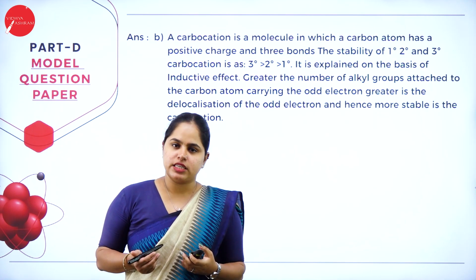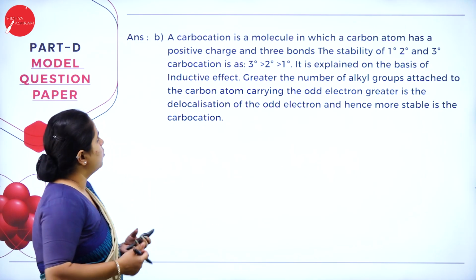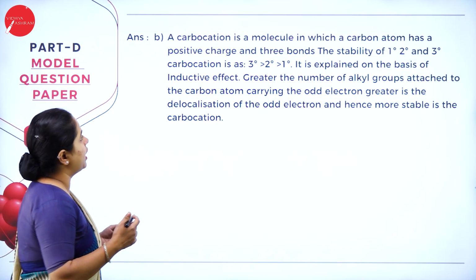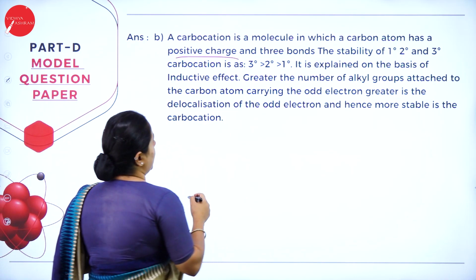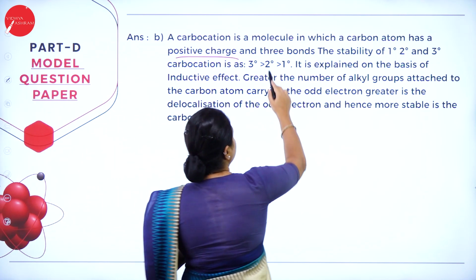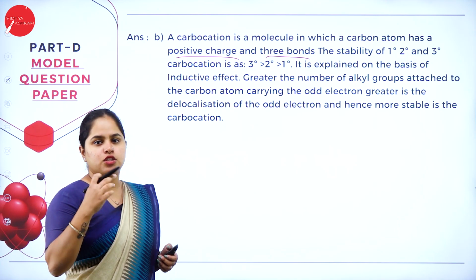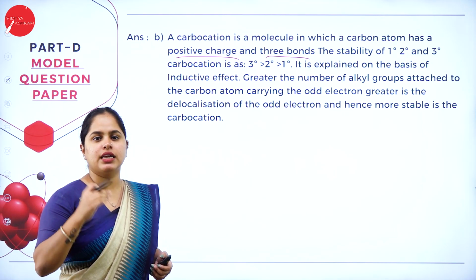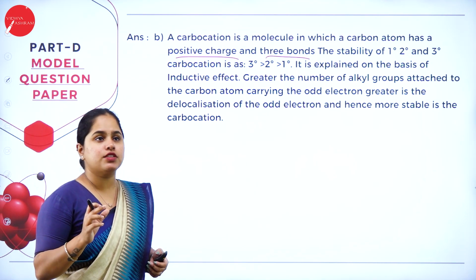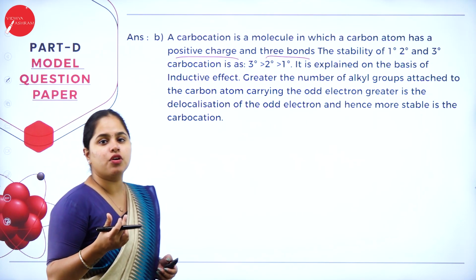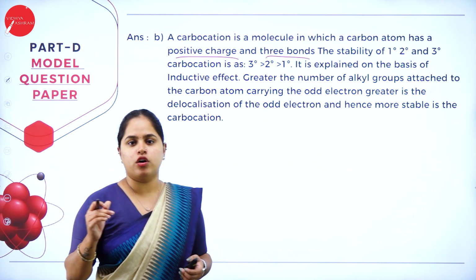Now moving on to the next part of the question. What is carbocation? A carbocation is a molecule in which a carbon atom has a positive charge and 3 bonds. It will be having 3 bonds, and that is why it is having a positive charge. That is why it is called a carbocation. So this carries 1 mark. Now the next part is you have to write the decreasing order of stability.